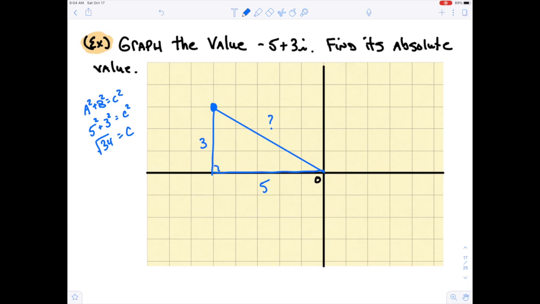I'm not going to do the plus or minus because I don't need a negative distance. That wouldn't make any sense. So I have an exact value here, or I could probably estimate this. I don't know what the square root of 34 is. Let's call it 5 point, maybe it's 8, something around there, right? So our absolute value of -5 plus 3i is either exactly the square root of 34 or approximately 5.8. And that's it.